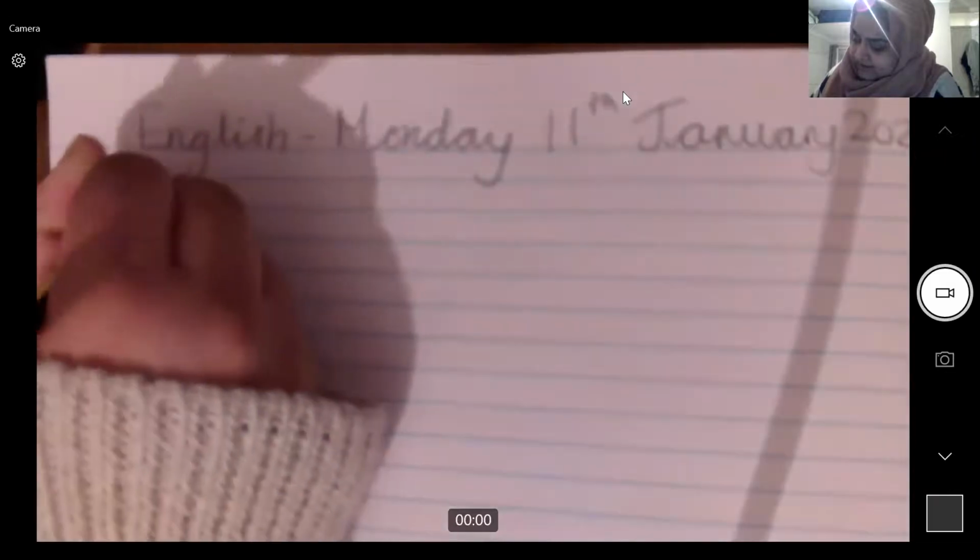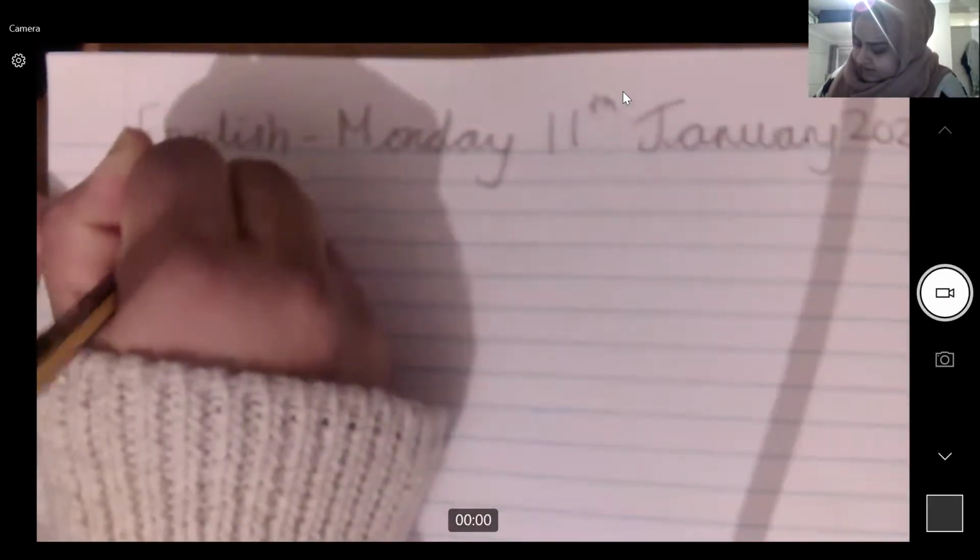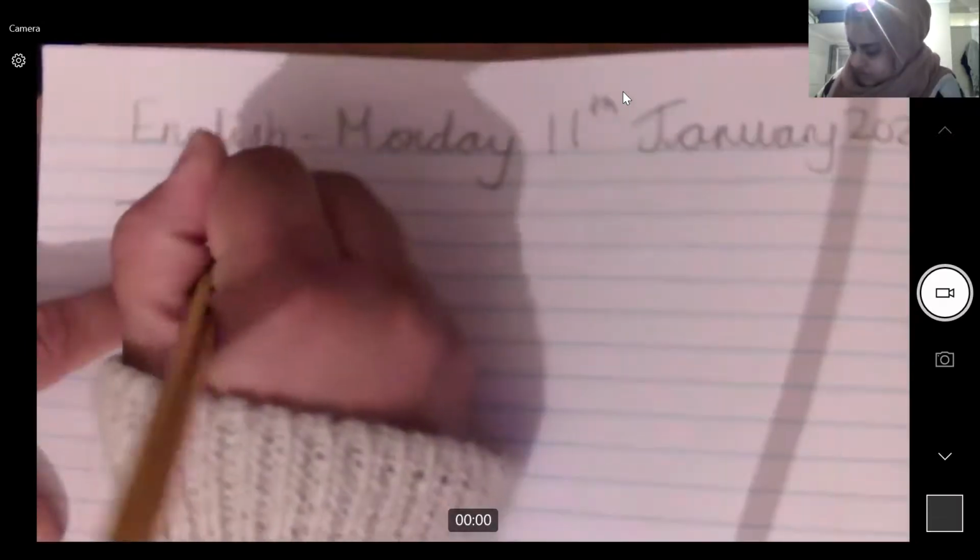Now, on a non-chronological report, you always have the heading to show what the report is going to be about. So I'm going to write the electric hairbrush. Now, because it's the heading, each letter at the start of each word will be a capital letter. So I'm going to write B, as close to the margin as I can. B, using my cursive handwriting.